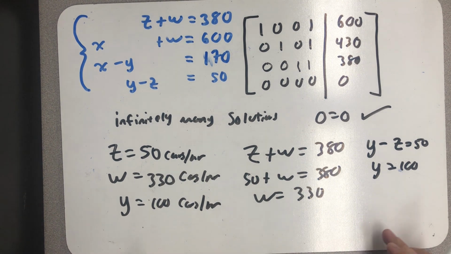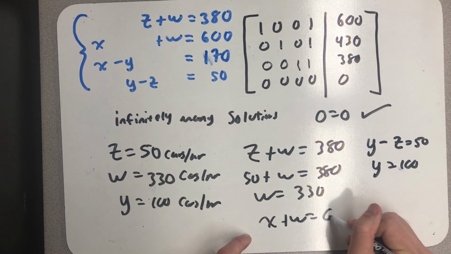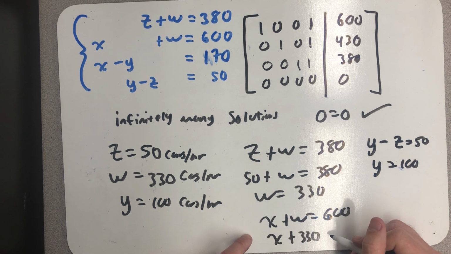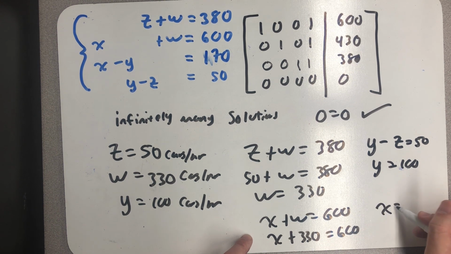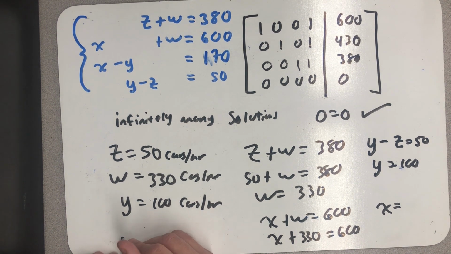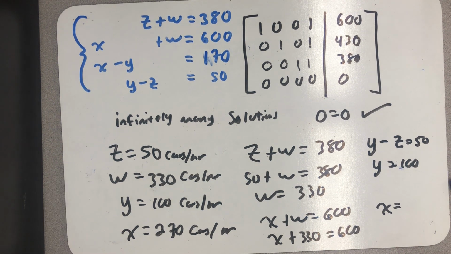And then finally, I just need to find x. Here I see x plus w equals 600. So x plus 330 equals 600. So I take 330 away from both sides, and x is equal to, I think that's 270. If z is 50, then this is my solution. And I know if I change z, I would get other solutions, because I was literally told that this had infinitely many solutions.